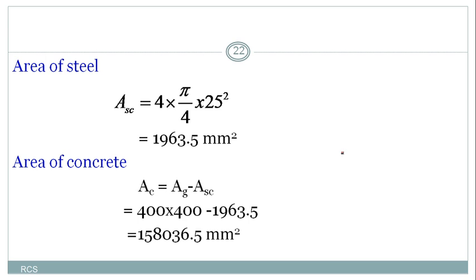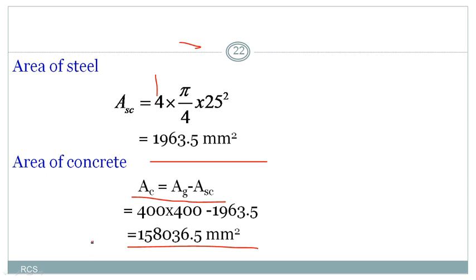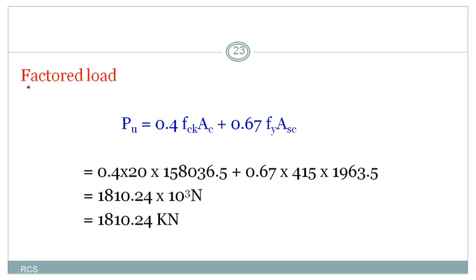Now to calculate the area of steel: 4 bars of 25 mm diameter are given. So 4 into pi by 4 into 25 squared will give Asc, the area of steel provided in the longitudinal direction, that is 1963.5 mm squared. And the area of concrete is Ac equal to Ag minus Asc, that is gross cross-sectional area minus Asc, that is 400 by 400 minus 1963.5. Then we will get 158036.5 mm squared.